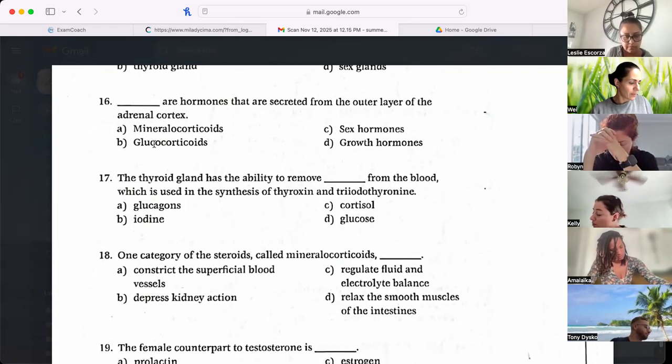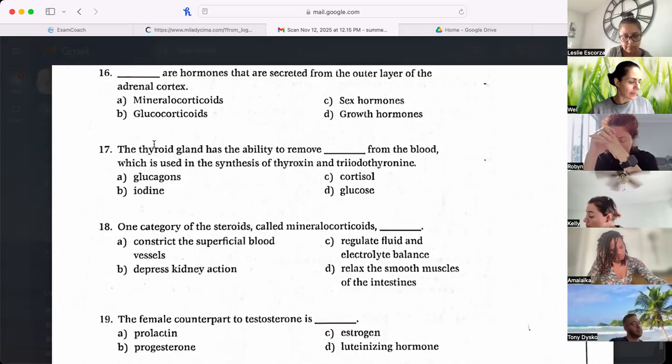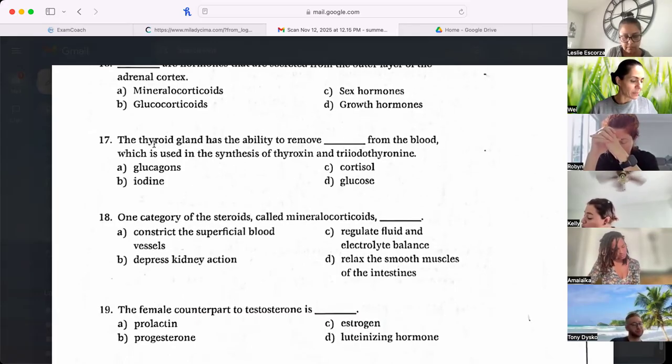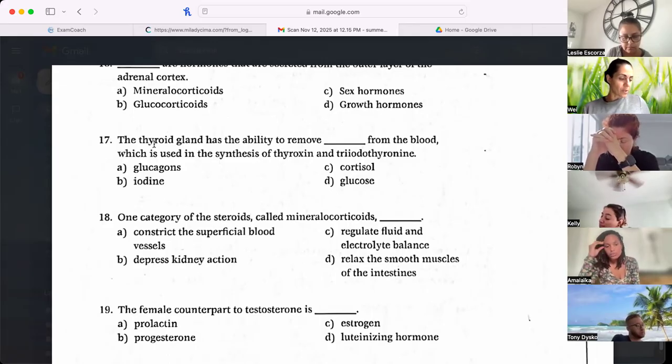16, 17. Let's go, Kelly. The thyroid gland has the ability to remove what from the body, which is used in the synthesis of thyroxine and triiodothyronine?